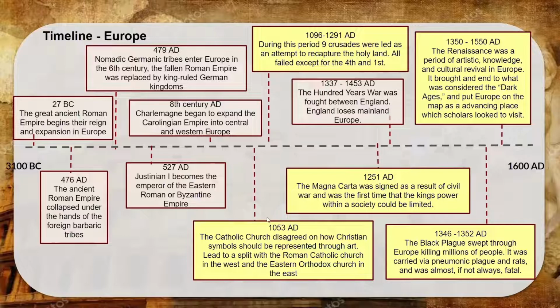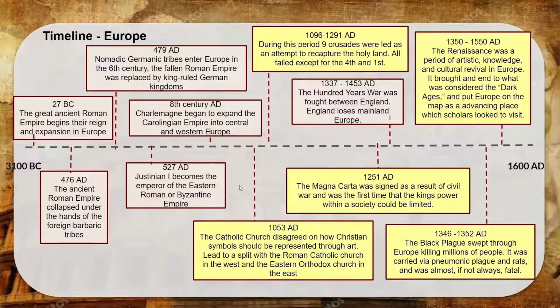In 527 AD, Justinian I becomes the emperor of the Eastern Roman or Byzantine Empire. Charlemagne began to expand the Carolingian Empire into Central and Western Europe. The pronunciation isn't important, but the message is.